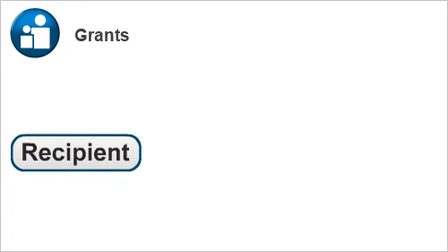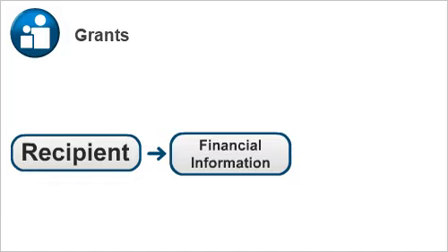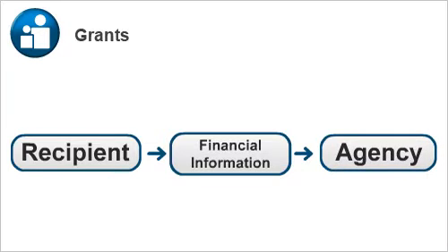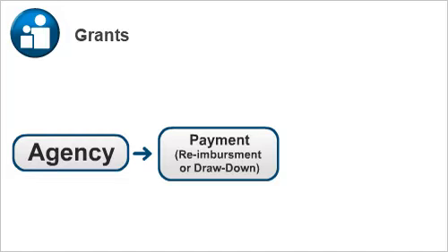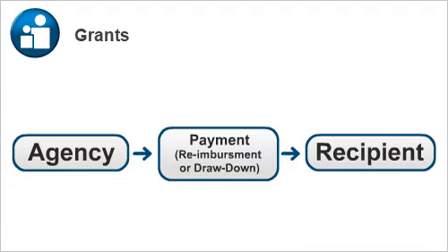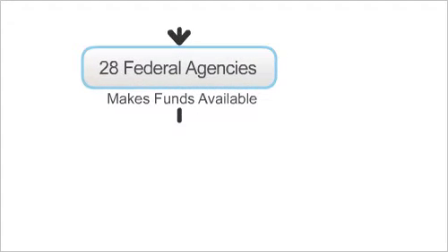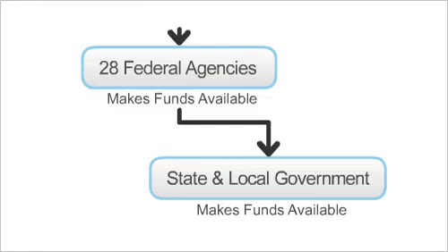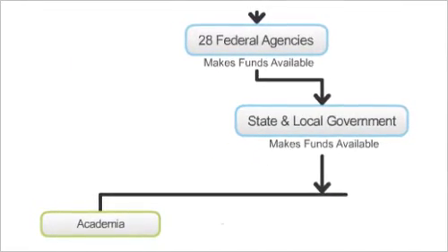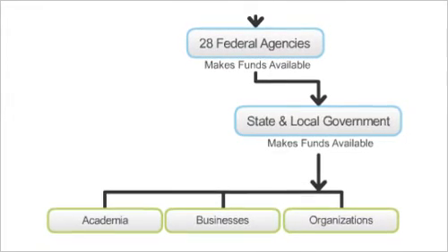The grantee provides financial information to the awarding agency, which then determines whether to pay the recipient by drawdown, which is essentially an advance payment to cover expenses provided under the grant, or to pay after the grantee has invoiced for expenses. Federal agencies also distribute recovery funds to the states for contracts and grants that are awarded by the states to academia, businesses, and other organizations.